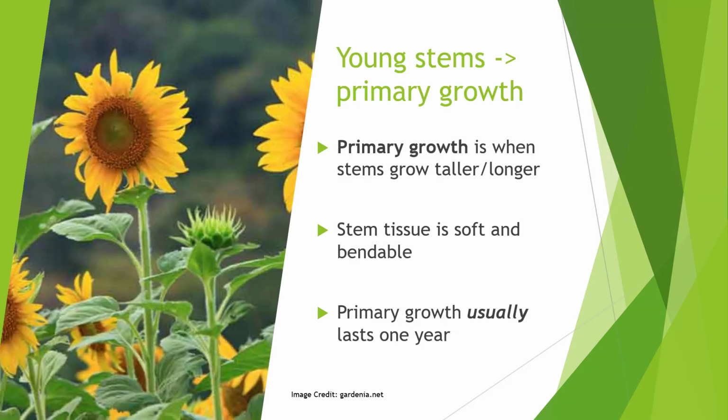Now, young stems undergo something called primary growth. This is when stems are going to grow taller or grow longer. Think of growth in that dimension of getting taller or longer. Stem tissue of primary growth is soft, it is bendable, it's flexible, and primary growth usually lasts about 1 year. So we're thinking growing up fast. Think about things like beans. Those are all primary growth.